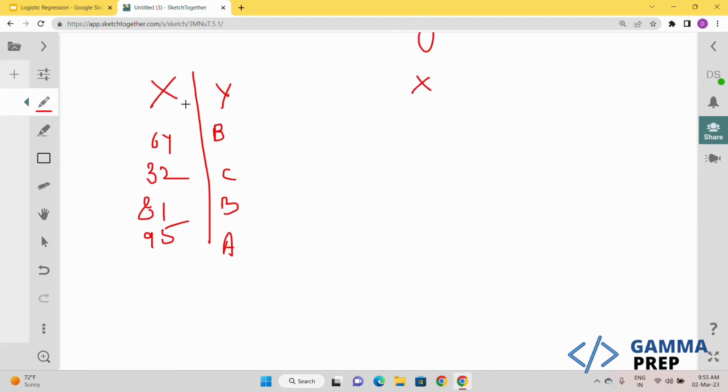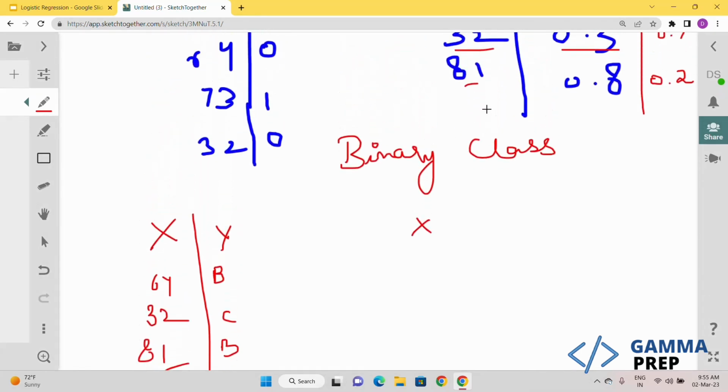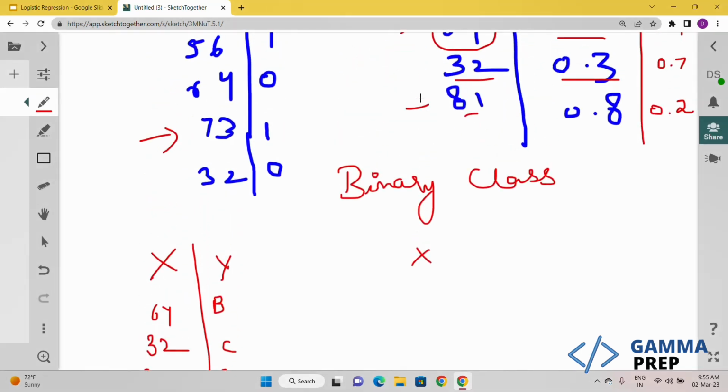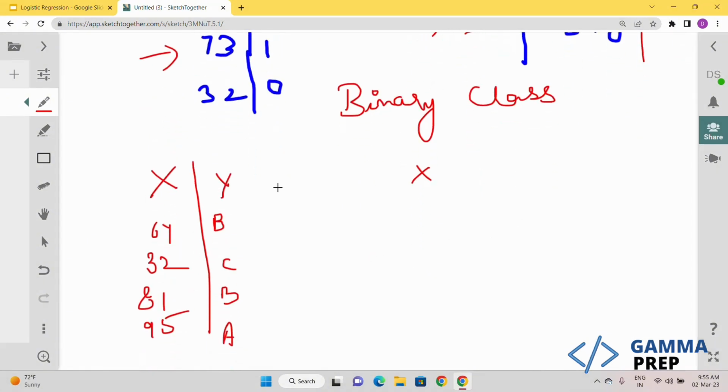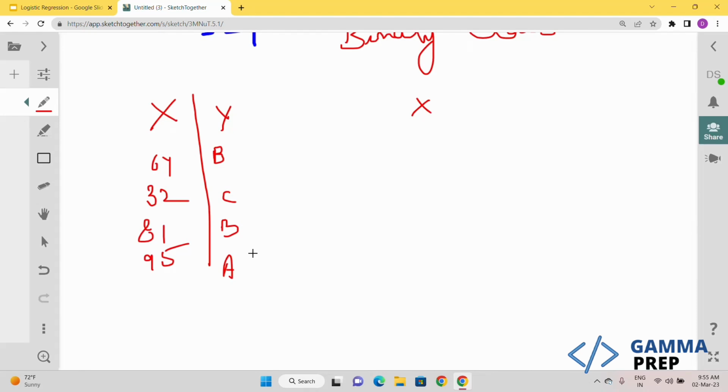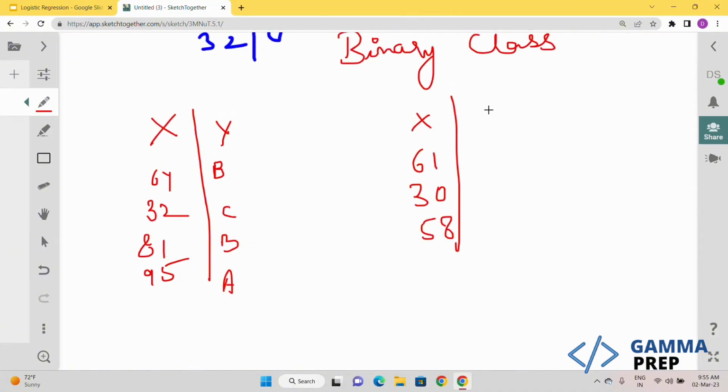So let's say now we have new points. This was the training data, and here also this was the training data, this was the testing data. So on this training data, we have built the model. So our model is ready, and we have the logistic regression model available to us. Now for the new points, we basically find out the probability of it being in class A, then the probability of it being in class B, and the probability of it being in class C.